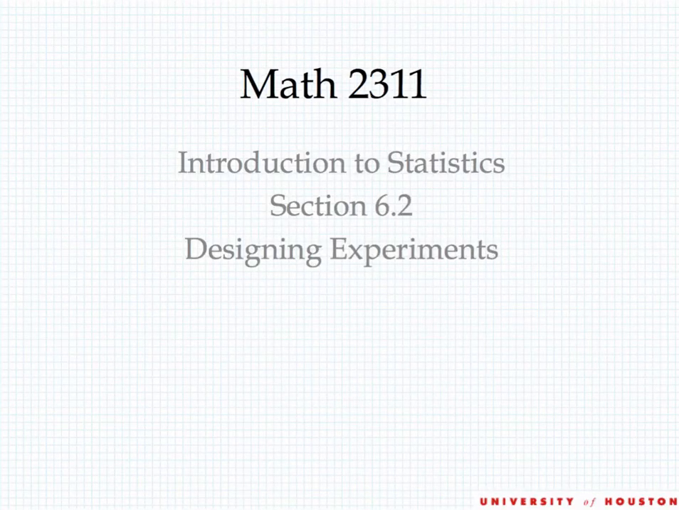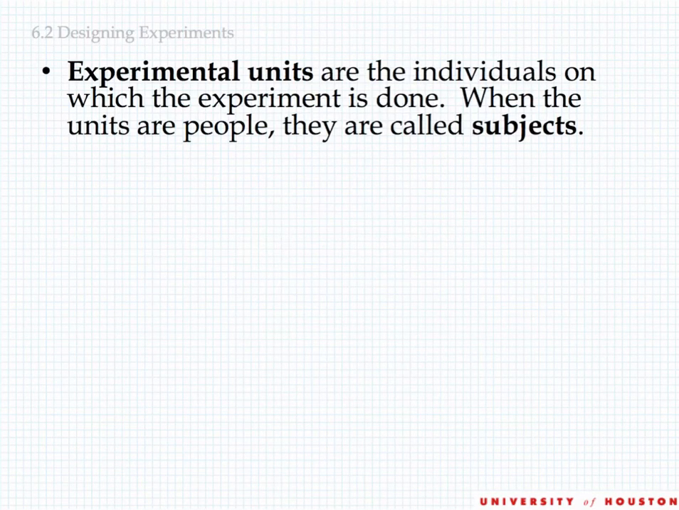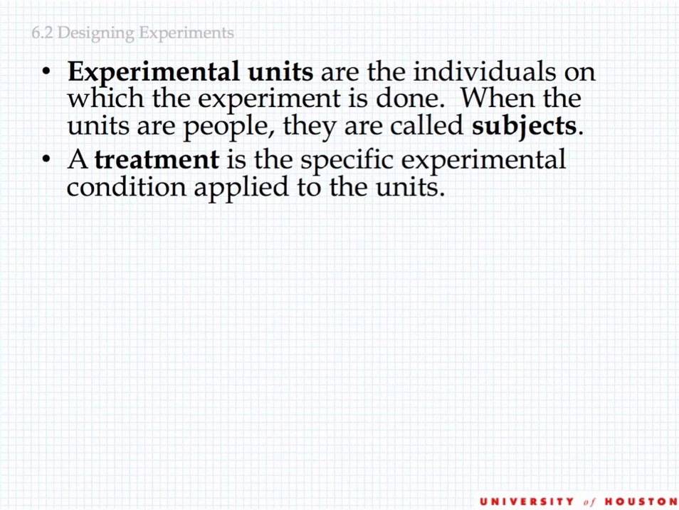Designing experiments. Experimental units are the individuals on which the experiment is done. When the units are people, they are called subjects. A treatment is the specific experimental condition applied to the units.